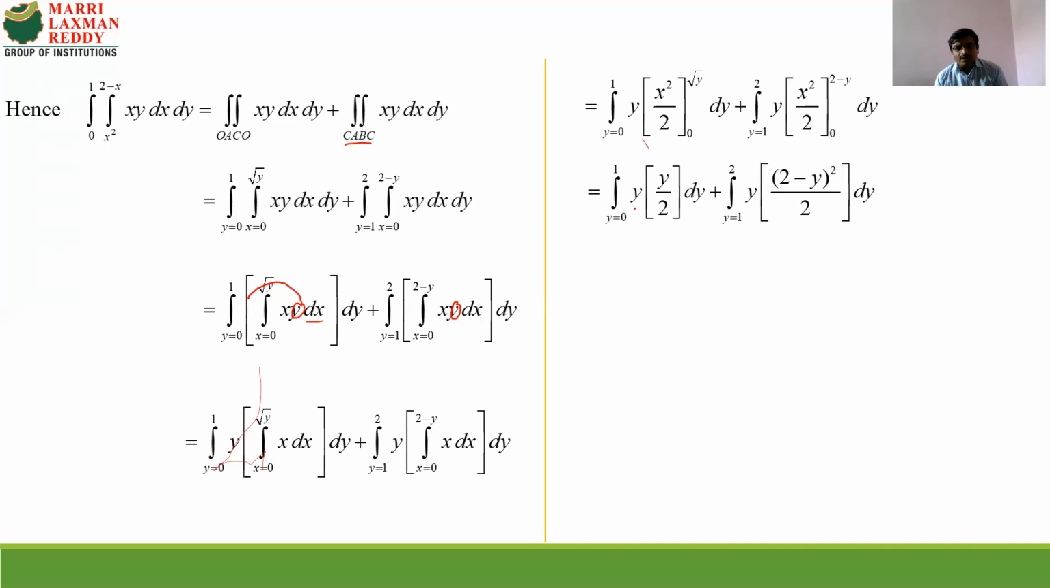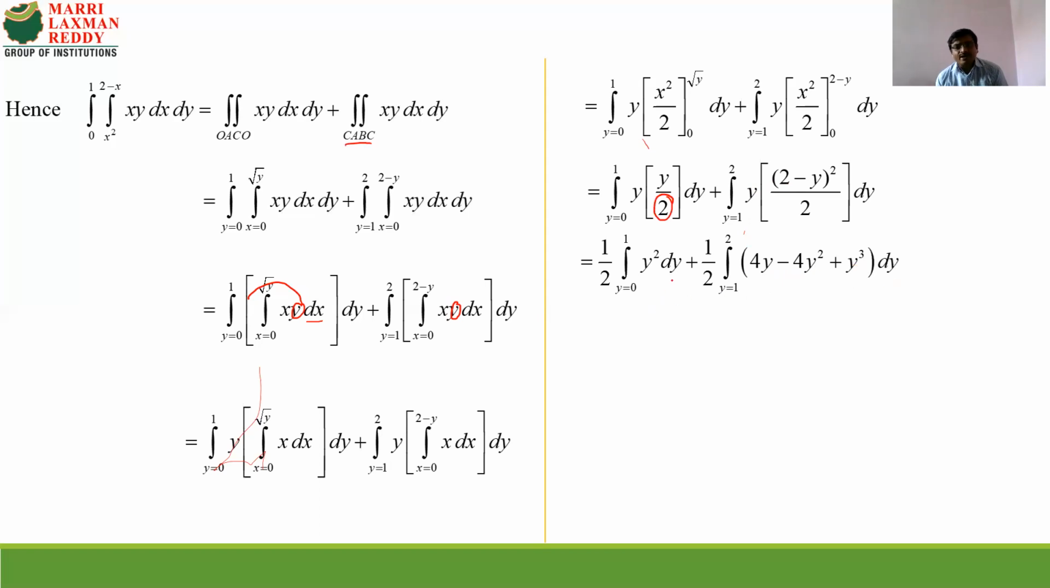Now simplify this. Since this denominator is 2, which is a constant, I want to take the denominator outside, so it becomes 1 by 2, and integral y equal to 0 to 1, and here we are having y into y, so that can be written as y square into dy, plus 1 by 2 into integral y is equal to 1 to 2, and you expand this 2 minus y whole square. After expanding this, you multiply with this y. So you will get that value is equal to 4y minus 4y square plus y cube into dy.